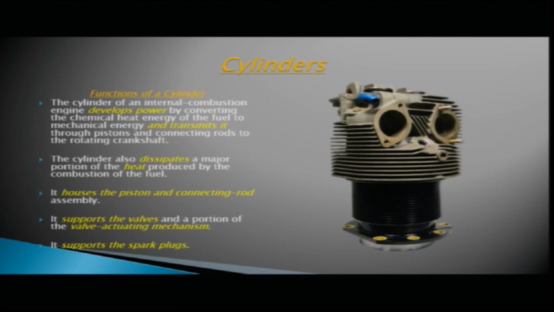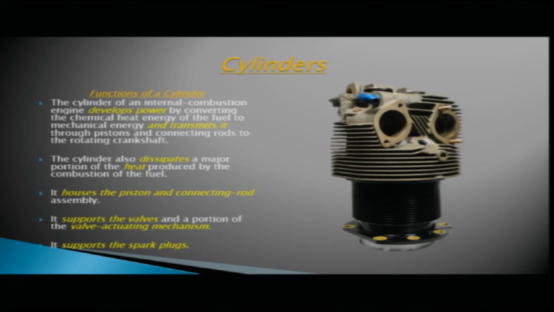What are the functions of a cylinder? The cylinder of an internal combustion engine develops power by converting the chemical heat energy of the fuel to mechanical energy and transmits it through pistons and connecting rods to the rotating crankshaft. Inside the cylinder you have combustion taking place, where chemical heat energy is converted to mechanical energy and transmitted through pistons and connecting rods to the rotating crankshaft.